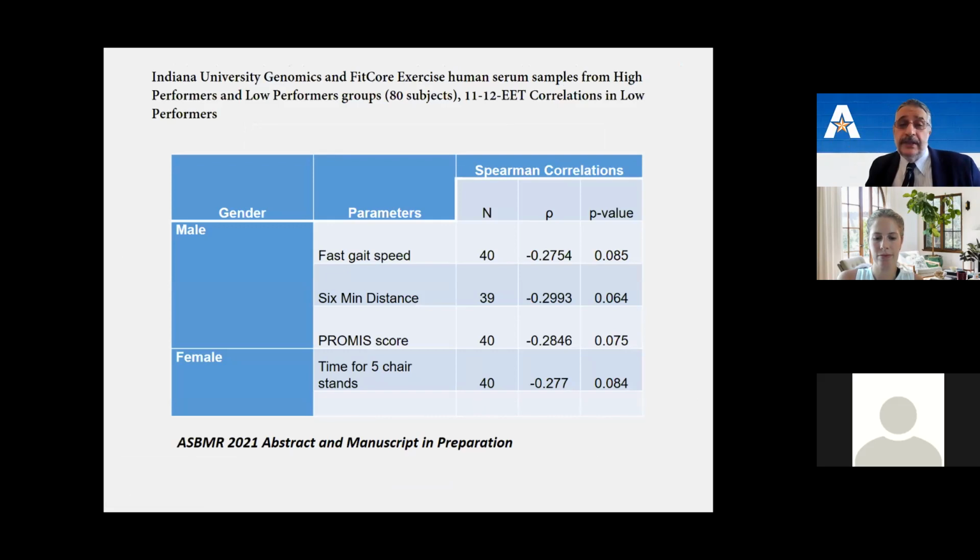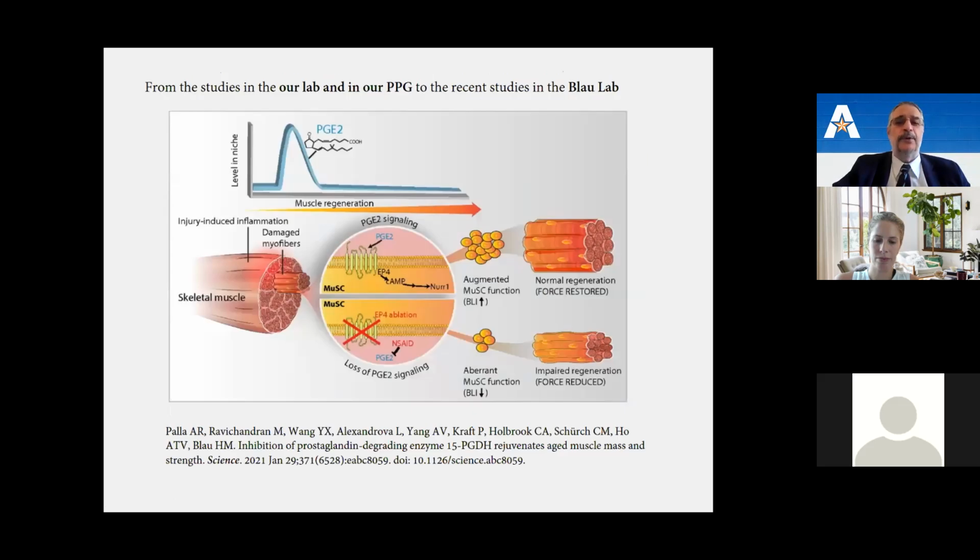Now, even more interesting is that when we took the serum from humans, from our FitCore exercise group from Indiana, we also found this negative correlation between this specific lipid and male and female activities and some of their performance. So again, supporting this idea that this lipid actually needs to be in reduced levels, correct, for optimal function, or sort of a biomarker of that performance.